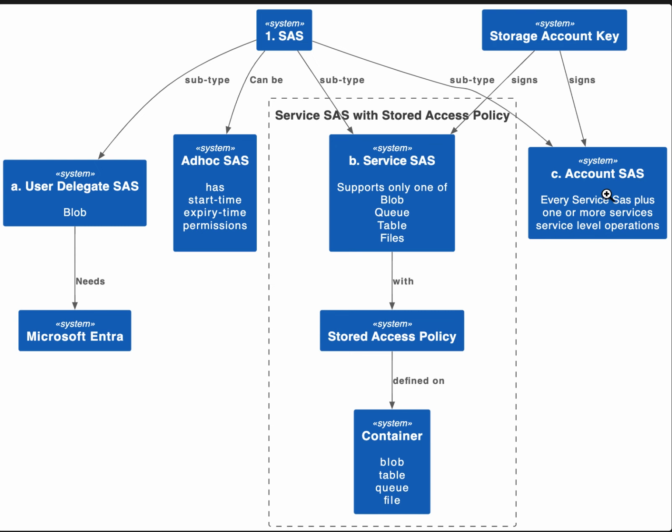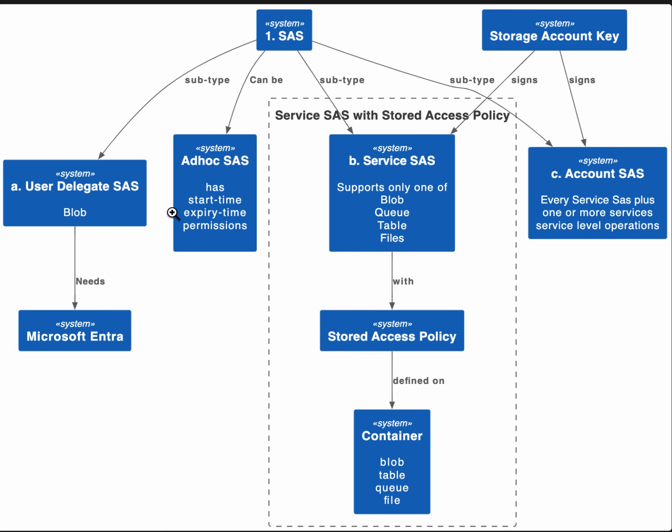The third type is account SAS, and account SAS is more on the storage account level. You can basically access all types of all the containers on your storage account, and you can also carry out additional service level operations. So this gives you a lot more access, so you have to be a little careful when you're generating an account level SAS.